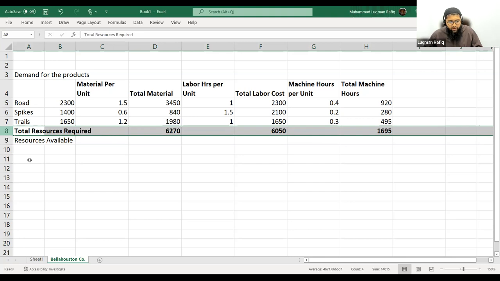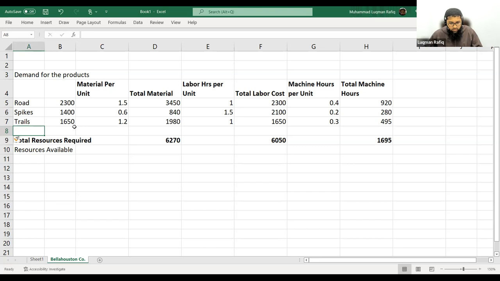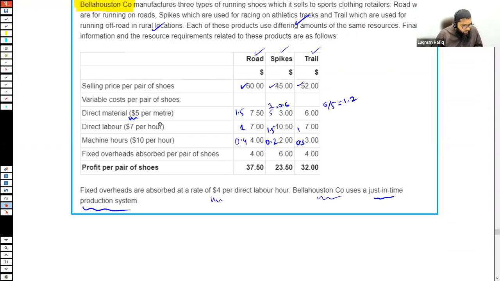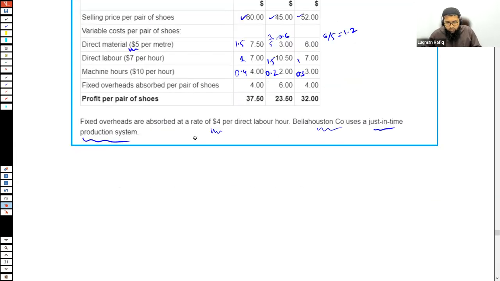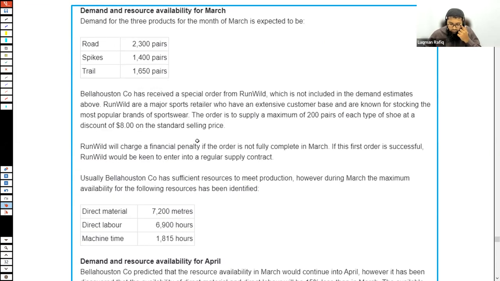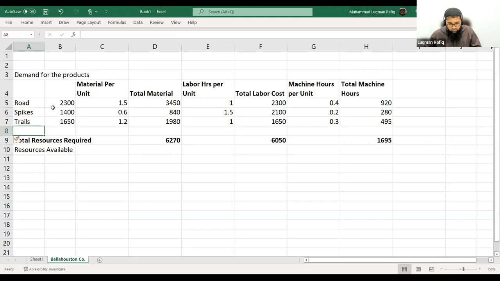Okay, you want to add up for the, what do you want to do? You want to add up for the remaining or what? Okay, if I could just add up a special order, then it's going to change. If you want to add up a special order, it's going to change. I'm adding 200 to each one of them.